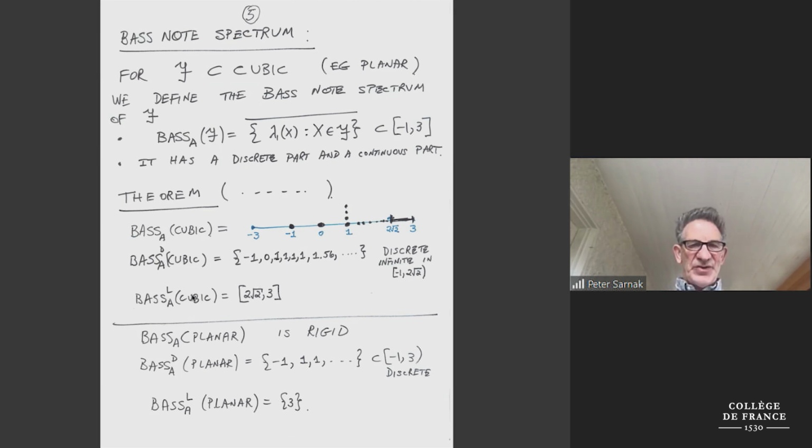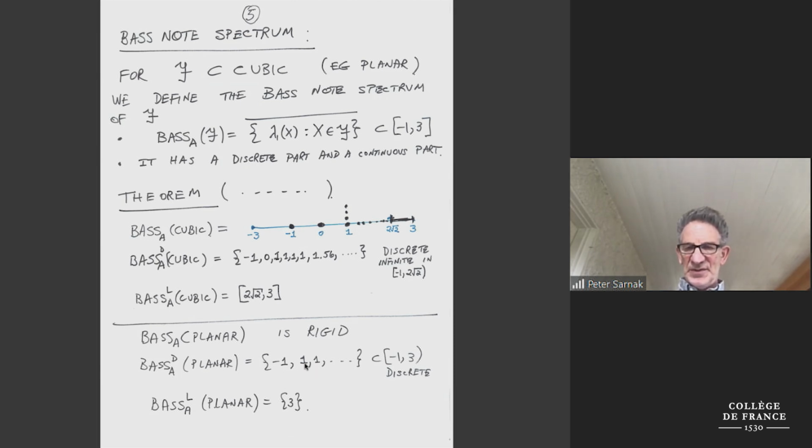I'm very interested in the rigidification. If you are trying to prescribe and you put conditions on the graph, you may say, well, what can I do with planar graphs rather than arbitrary cubic graphs? Then all of a sudden things rigidify completely. That is, the base node spectrum of planar graphs consists of a completely discrete set. It also obviously contains -1 because K4, the complete graph, is planar. So -1 is an eigenvalue.